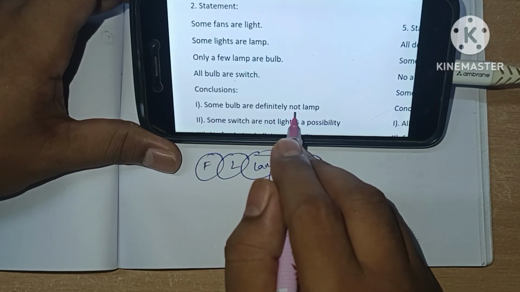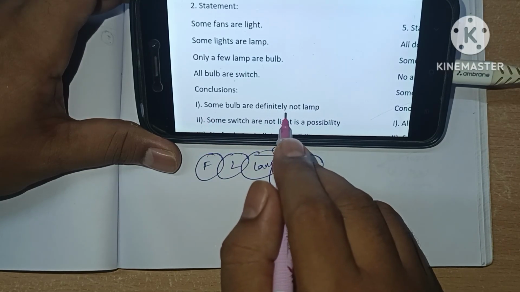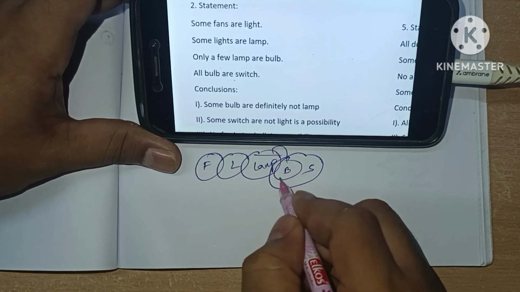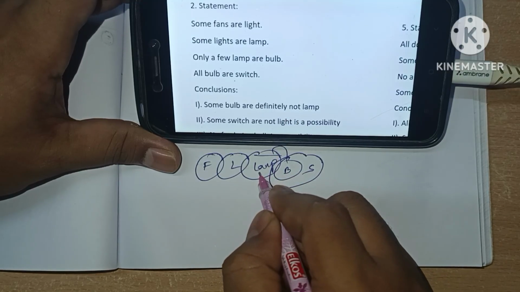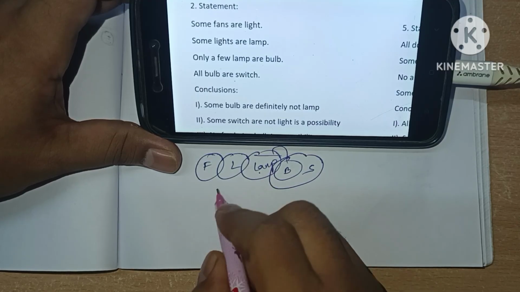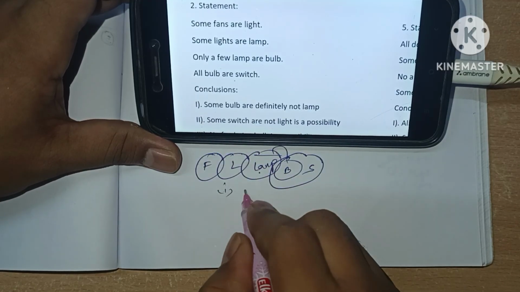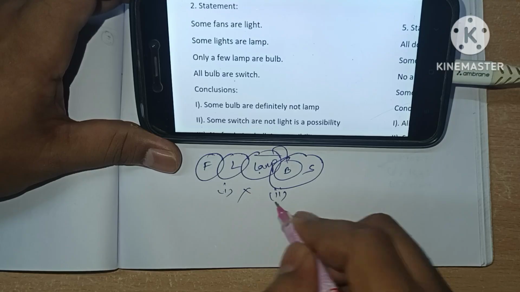Not means we'll check all bulbs can be lamp. All bulbs inside lamp. Is it possible? Yes, it is possible. All case possible means some not case will be false. Second conclusion.